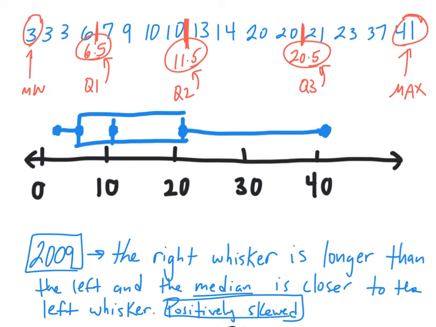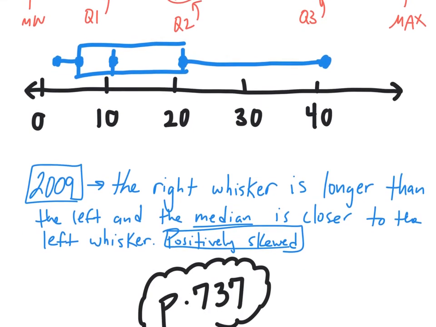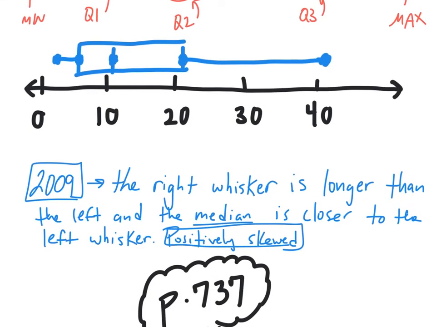Okay, here's the box and whisker plot for the year 2009. The 5-number summary is above. The box and whisker plot is there in the middle. As you can see, the right whisker is much longer than the left, and the median is closer to the left whisker. Therefore, we have another skewed distribution, but this one is positively skewed. The other one was negatively skewed.